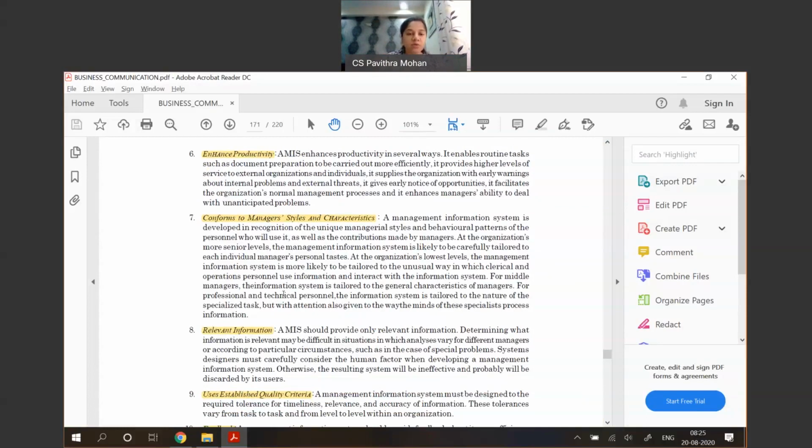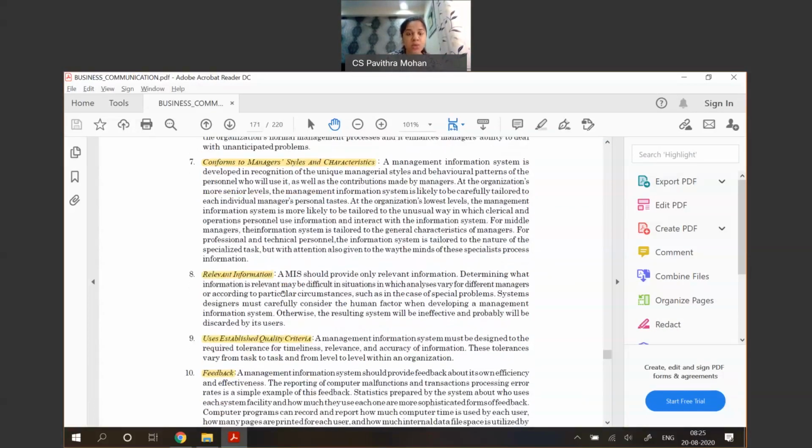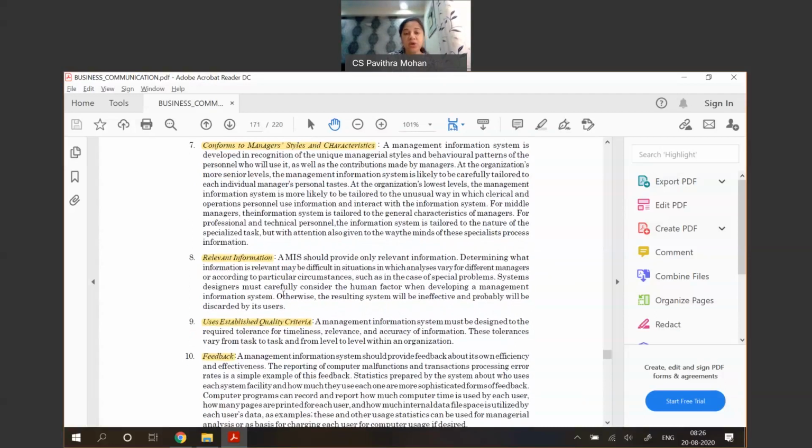Conform to manager styles and characters. So if I want any changes in the way a report is being extracted or the way certain information is being presented, then we can change this according to our personal preferences. In MIS we can change this, the way the column information what is coming, or the row information what is coming. If I want to change this, I can change the information.